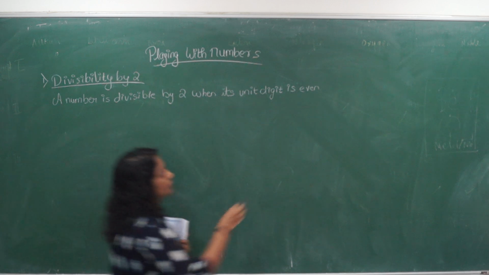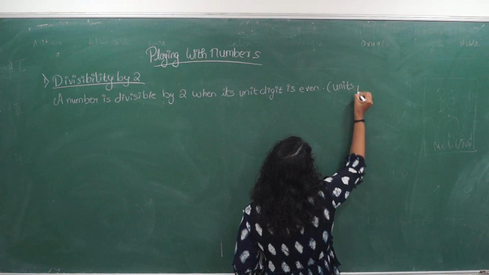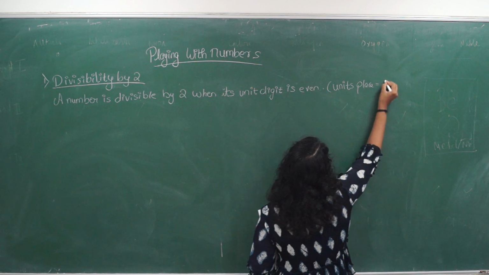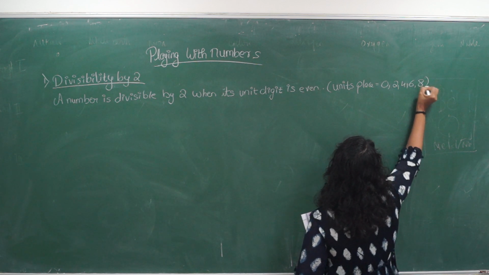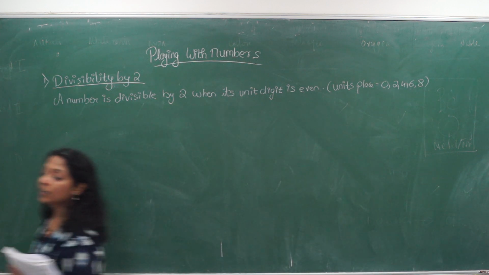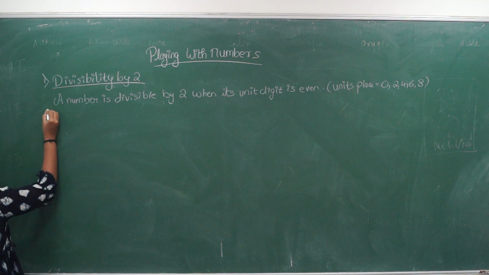So units place should be equal to either 0, 2, 4, 6 and 8. This is the condition for divisible by 2. Now second is divisible by 3.